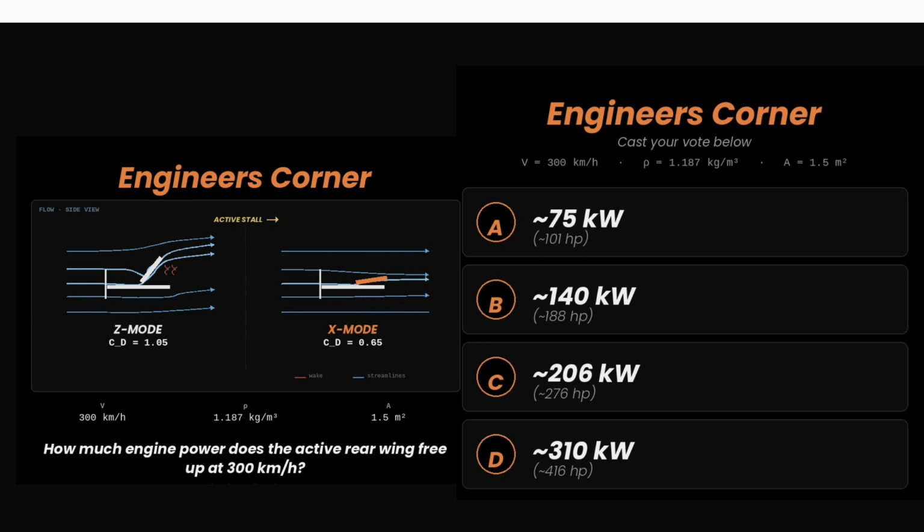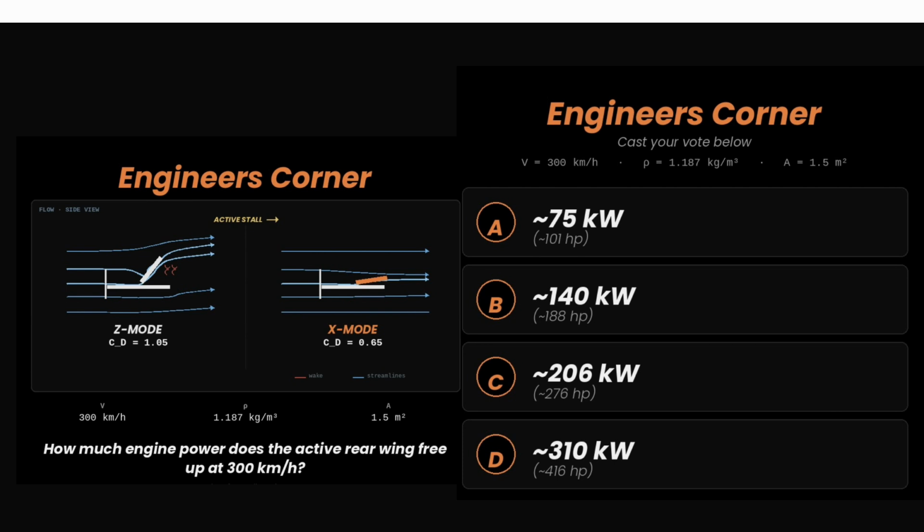So we have a wing configuration, we have its Z mode and X mode. Z mode being high drag, X mode being the low drag, or the infamous DRS configuration. So when you see these F1 cars going around the track, this is essentially a calculation that you can do to understand how much power is being freed up. And that's basically what the question is asking. How much power is being freed up when this wing does this? And the answer was 206 kilowatts, or approximately 276 horsepower.